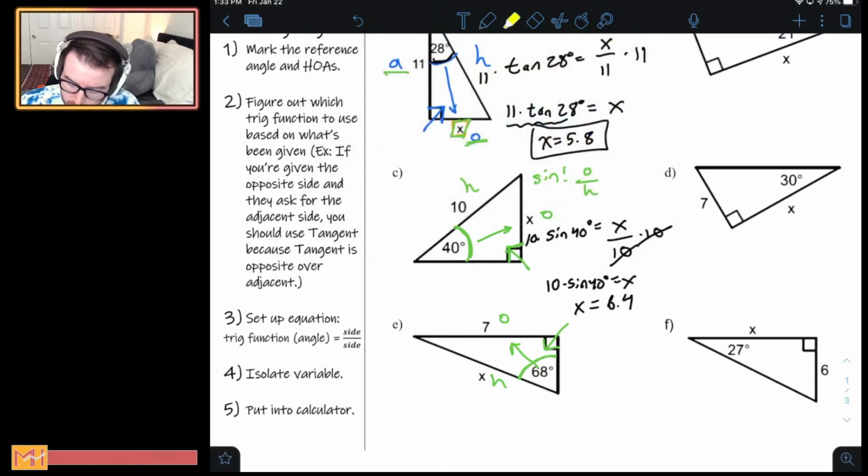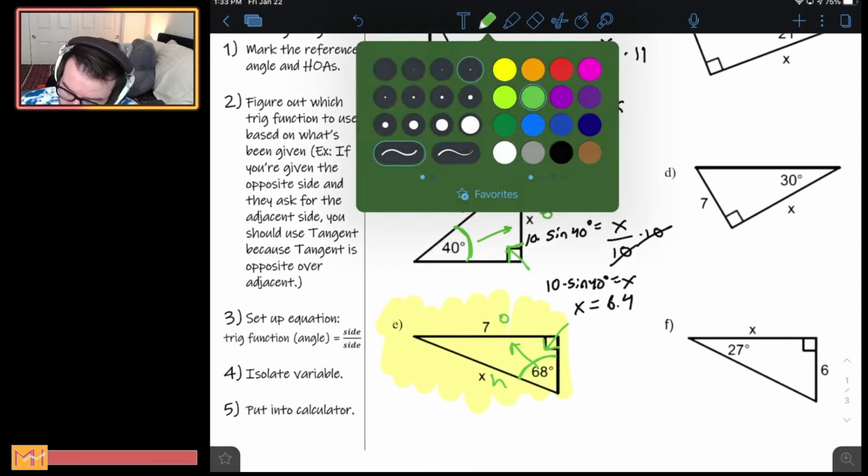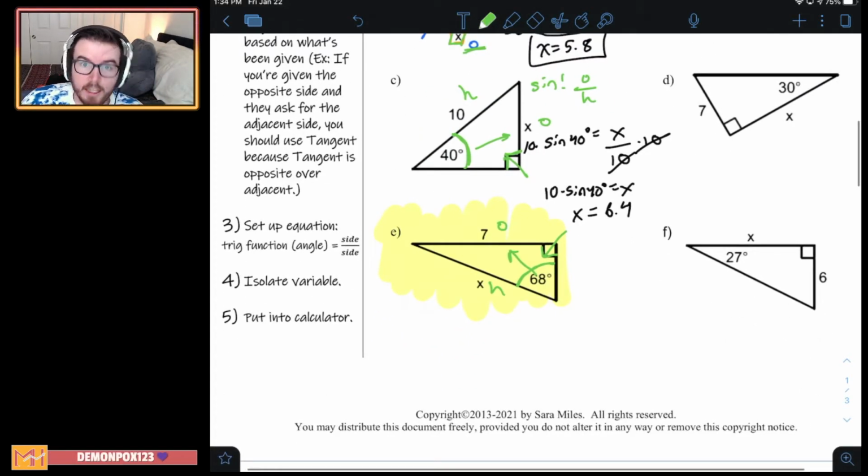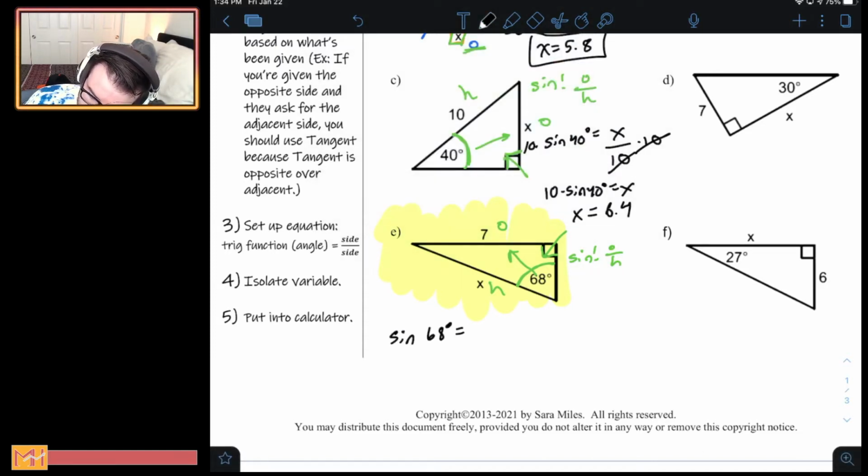So this guy, we have a question on. What did you just answer? The answer is sine. Once again, sine is opposite over hypotenuse. So sine of 68 degrees is equal to opposite over hypotenuse.